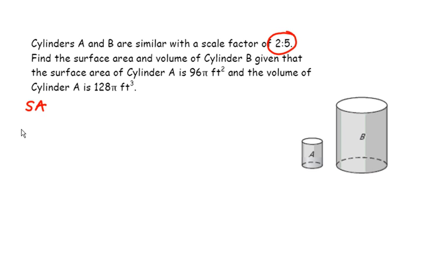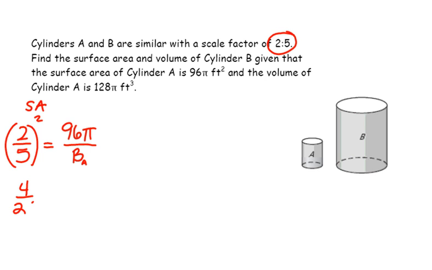And we know if we're talking area, then we take our scale factor and we square it to compare areas. So the area of the smaller one is 96 pi, and we are looking for the area of the bigger one. So we're looking for the area of B. All right, so we're going to simply square our scale factor, and then we are going to cross multiply and solve. So cross multiply, I get 4 times the area of B equals 25 times 96 pi.